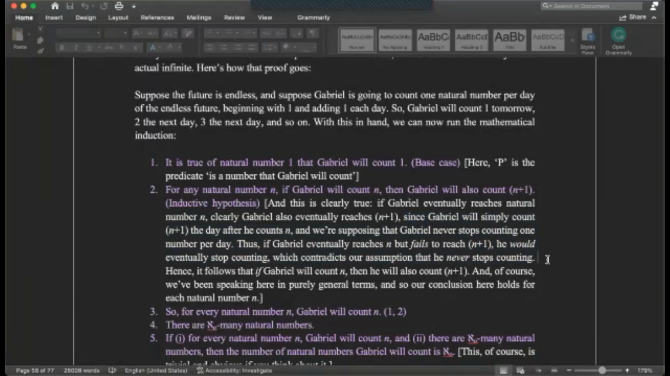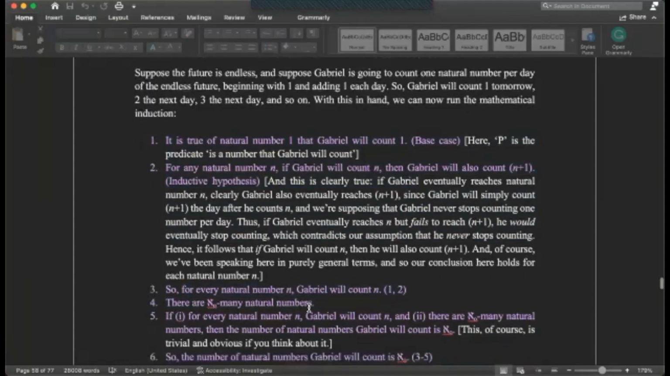And of course, we've been speaking here in purely general terms, and so our conclusion here holds for each natural number n. And from those two, it deductively follows by mathematical induction that for every natural number n, Gabriel will count n. Premise 4, there are Aleph null many natural numbers. Everyone grants that. Premise 5, if 1, for every natural number n, Gabriel will count n, and 2, there are Aleph null many natural numbers, then the number of natural numbers Gabriel will count is Aleph null, right? That's, of course, just trivial and obvious if you think about it.